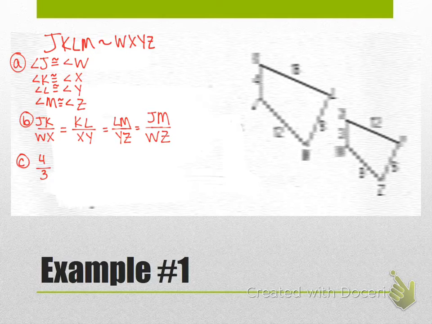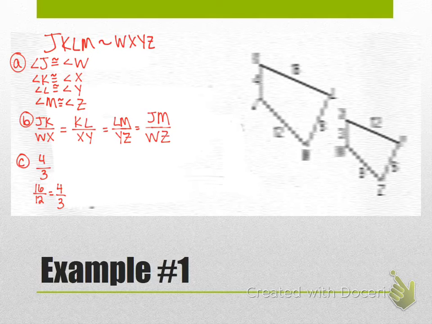Can that one be simplified? No, so we're going to leave it alone, move on to the next one. So we're going to hope that they all simplify to 4 over 3. Next one, KL over XY. Those can both be divided by 4. 16 divided by 4 is 4, 12 divided by 4 is 3. And that's what we would have wanted to see. We want them to reduce to the same thing.